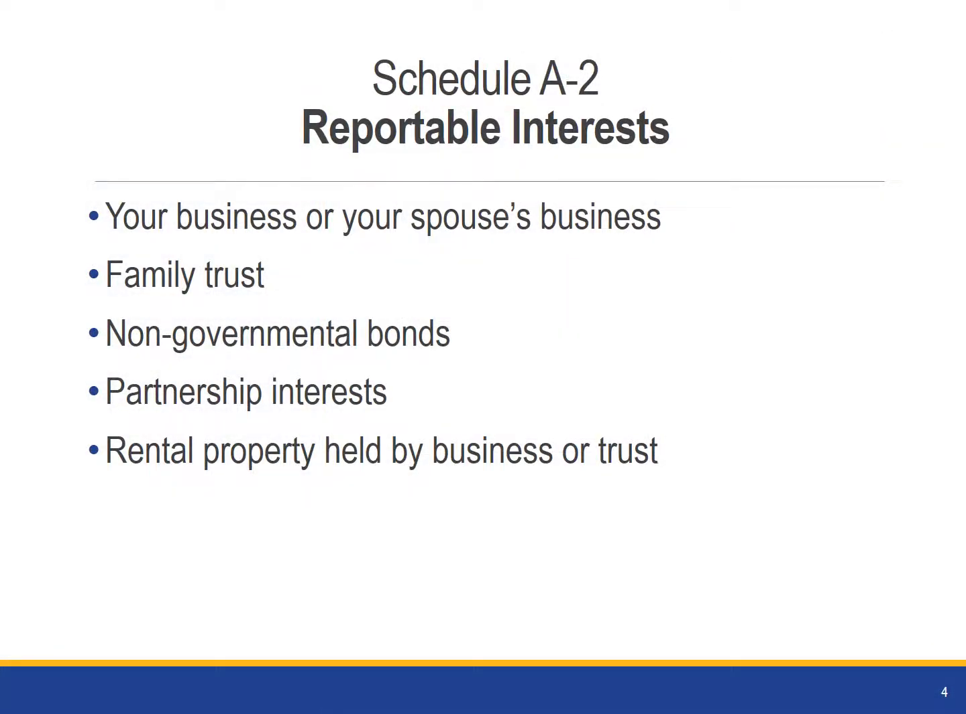This is a list of the types of reportable interests you may have to disclose on Schedule A-2. As previously discussed, you would report a business or trust. Additionally, you may have to report corporate bonds, any rental properties held by your business or trust, as well as your pro rata share in a partnership. For example, if your business owns a warehouse where you keep supplies, you would report it on Schedule A-2. And if your family trust holds stock in Microsoft, you would report it on this schedule as well.